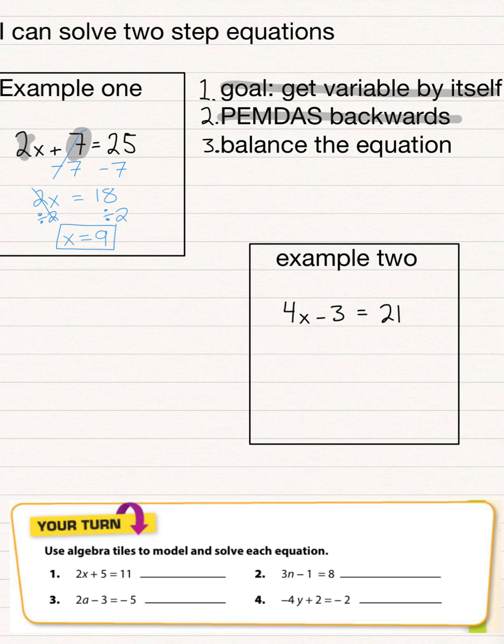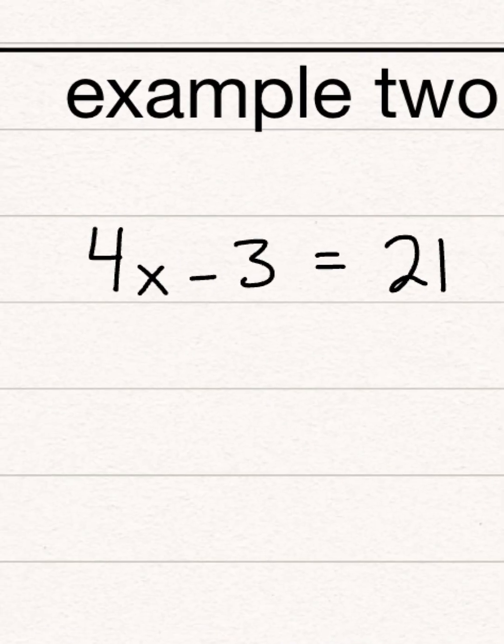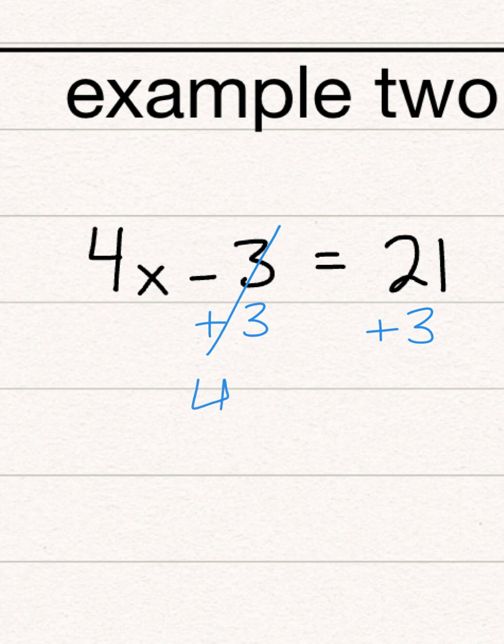All right, the second example is 4x minus 3 equals 21. So again, I want to get x by itself, meaning I have to get rid of the 4 and the 3. 4 is being multiplied, the 3 is being subtracted. I want to get rid of addition and subtraction first. So we're going to undo this minus 3. To undo subtraction, I need to add. So we're going to add 3. I've got to add 3 to this side too. Get rid of this. I got 4x equals 21 plus 3 is 24.